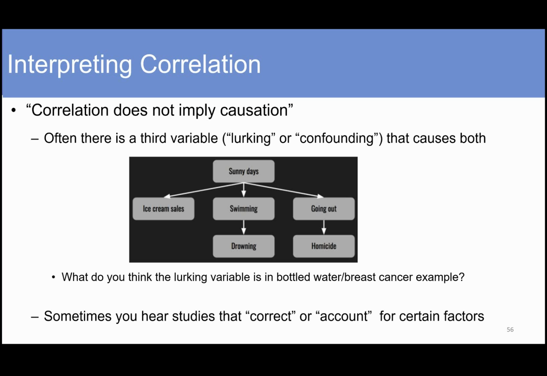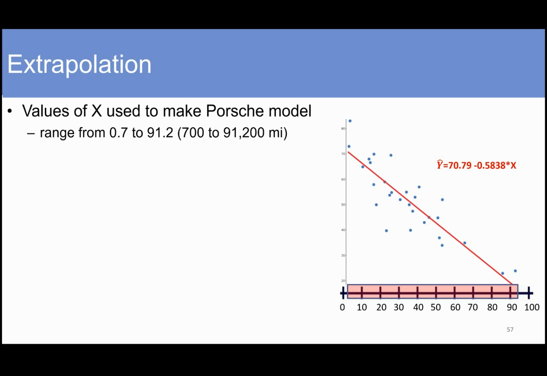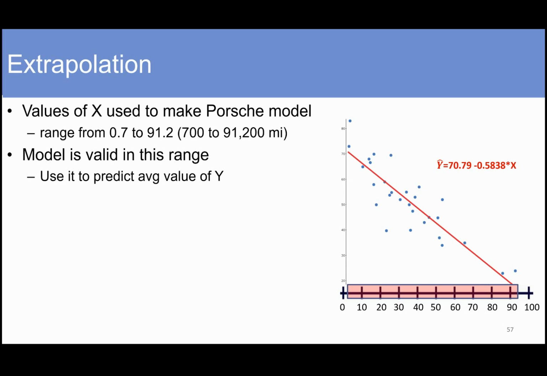All right. So last thing I want to talk about is this issue called extrapolation. What I want you to look at carefully is this right here. This is the range of X values we used to actually make the Porsche model, okay? There was one Porsche that had 0.7 thousand miles and one Porsche that had 92,000. The thing you want to take away from this is that we can use any value of X in this range to predict the average value of Y. Okay, that's perfectly legitimate, all right?